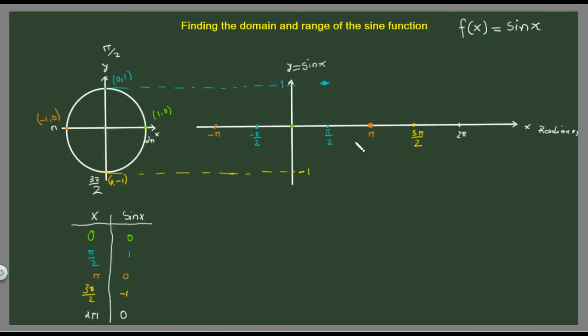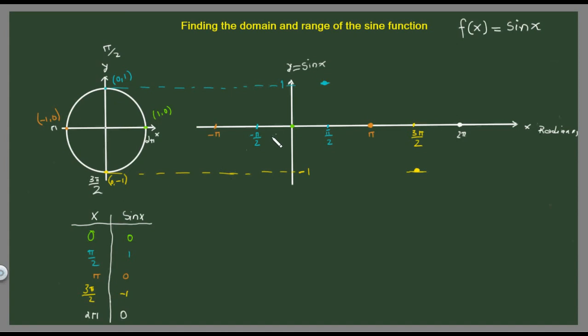Now we're having 3 pi over 2 here, and it's -1. 3 pi over 2 is -1, and it's something like right here. All right, something like right there. And we're having to point out 2 pi will be equal to 0. So 2 pi is coming back to the axis, going back to 0.